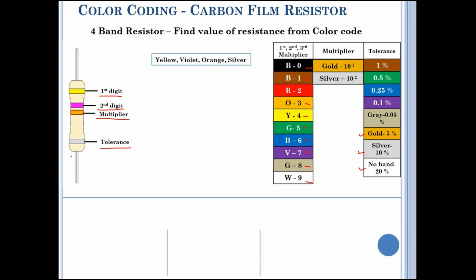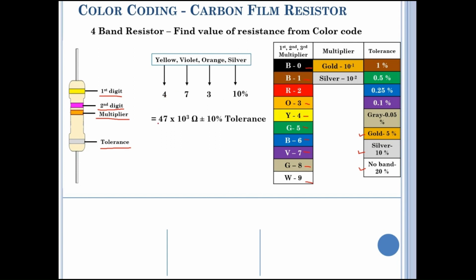So here, on the given sample of the resistor, the color codes are yellow, violet, orange and silver. From the table, yellow represents 4, violet is 7, orange is 3, silver is 10%. From this we will find the value. How to do this?